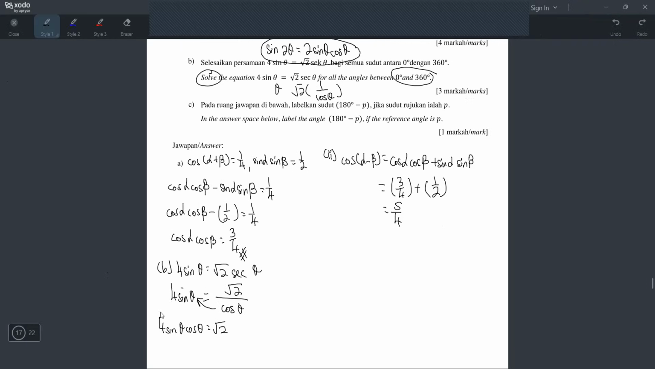Okay, if you look at this one, it is 4 sine theta cos theta. This one is 2 sine theta cos theta. So if I can somehow make this into 2 sine theta cos theta, then I can change the whole thing to sine 2 theta.